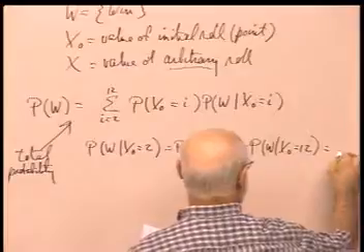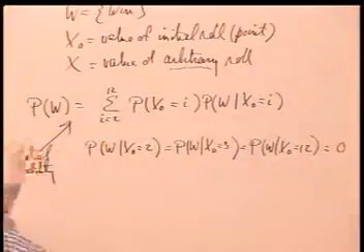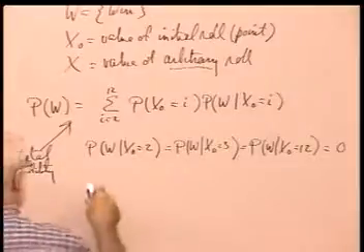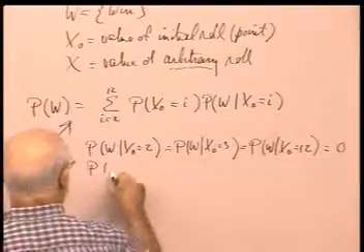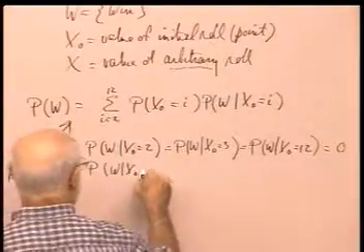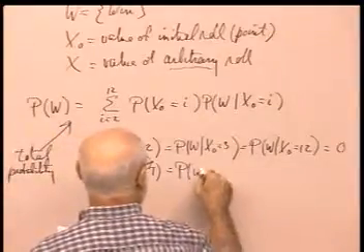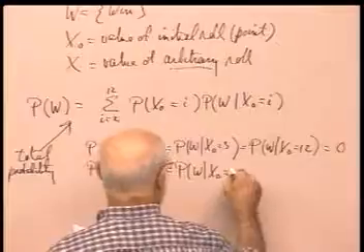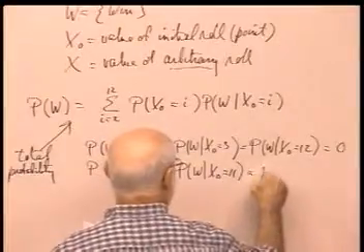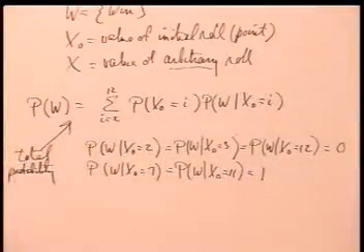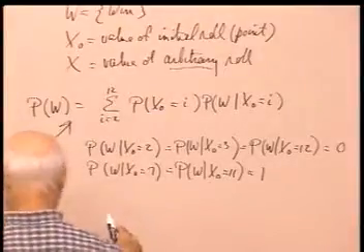Because by definition of the game, you lose. That's right over here. On the other hand, the probability of winning, if the initial roll is a 7, is equal to the probability of winning if the initial roll is 11, and that's 1. Okay, so the key question then is, what are the others?